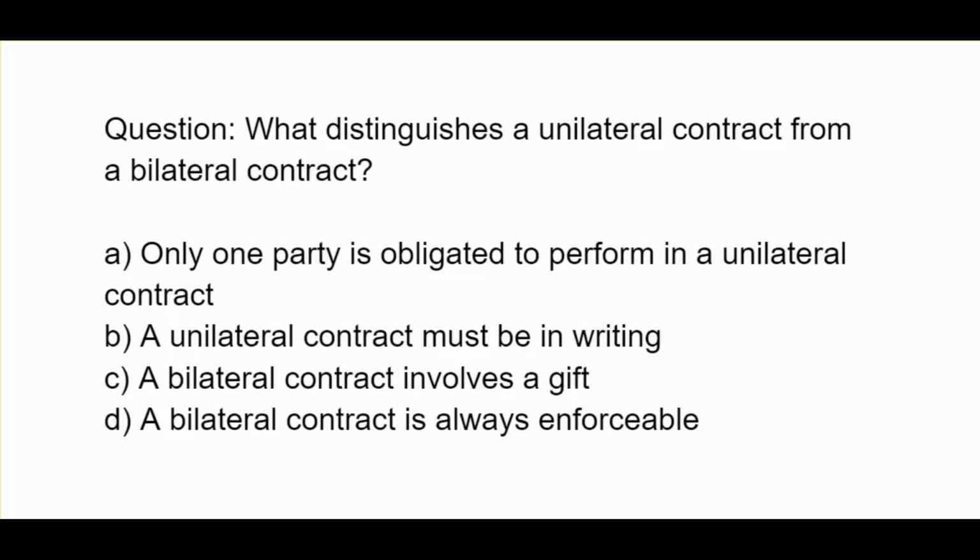What distinguishes a unilateral contract from a bilateral contract? A, only one party is obligated to perform in a unilateral contract. B, a unilateral contract must be in writing. C, a bilateral contract involves a gift. D, a bilateral contract is always enforceable.